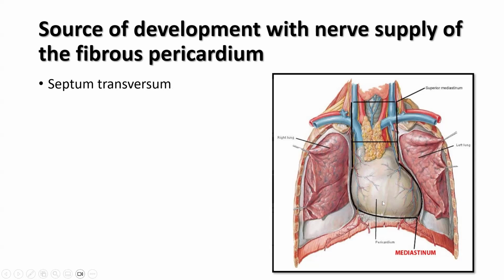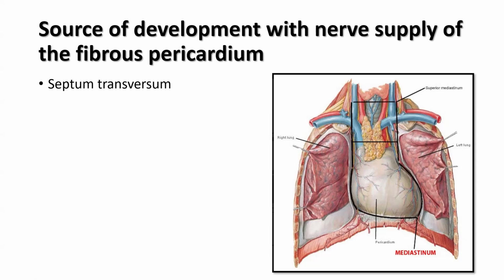So we can say fibrous pericardium develops from the septum transversum. And also central tendon of the diaphragm develops from septum transversum. That's why both the central tendon and fibrous pericardium are inseparably blended to each other. So if one asks why fibrous pericardium is attached to the central tendon of the diaphragm, the answer will be both of them develop from the septum transversum.